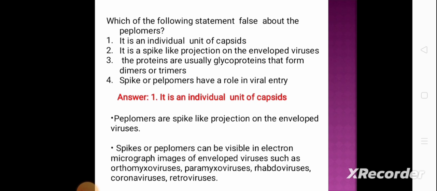Peplomers are spike-like projections on the enveloped viruses. Spikes or peplomers can be visible in electron micrograph images of enveloped viruses, such as orthomyxovirus, paramyxovirus, rhabdoviruses, coronaviruses, retroviruses.